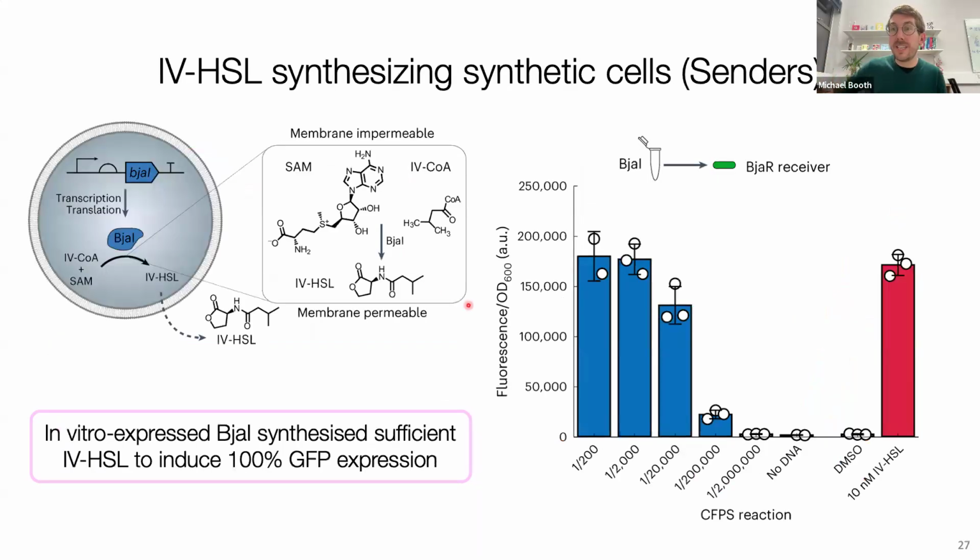Okay, so that was the receiver cell. Then we want to do the sender cell. The sender cell is just the DNA that encodes for the BJI protein, and then incorporating these two small molecules to then make the IV homoserine lactone. So what you can see is that we did that.